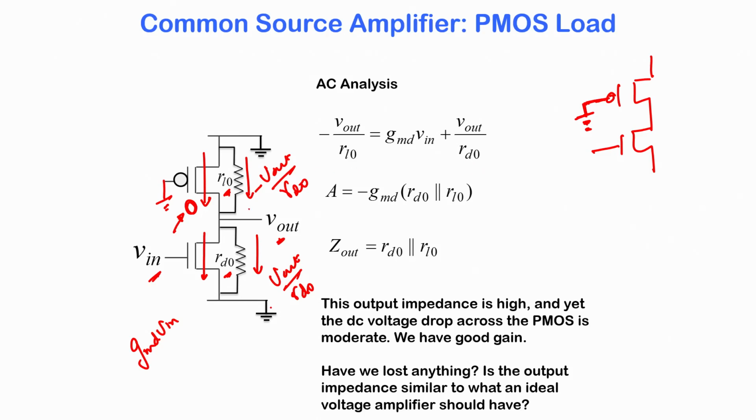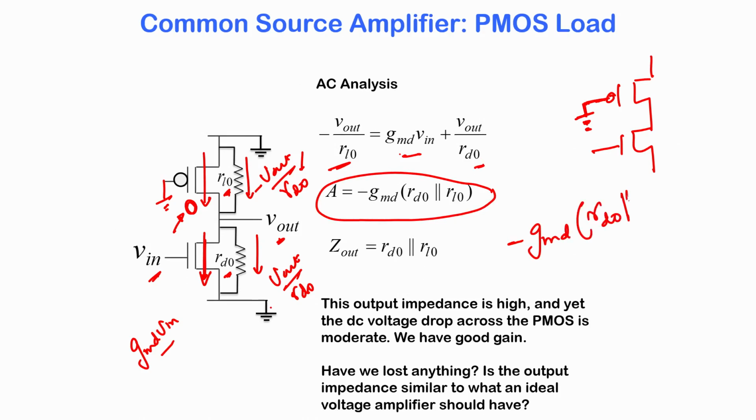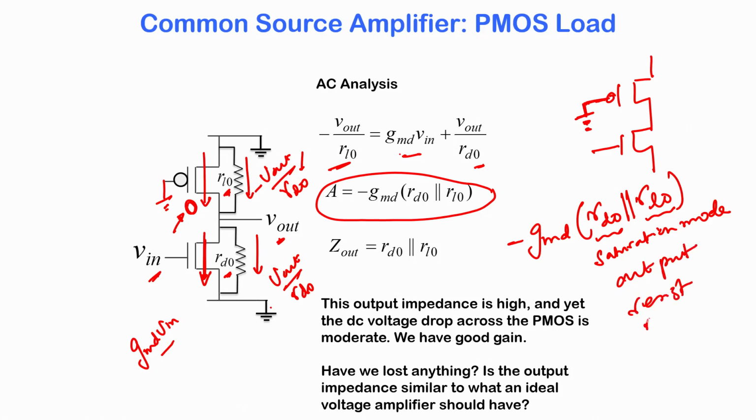And therefore, using Kirchhoff's law, the current in this node, that is gmN times V in plus V out by rON, and it turns out the gain is minus gmN times rON parallel rOP. This is very high and that is also very high, because these are the saturation mode output resistances of the MOSFET, and this is existing only because of channel length modulation.